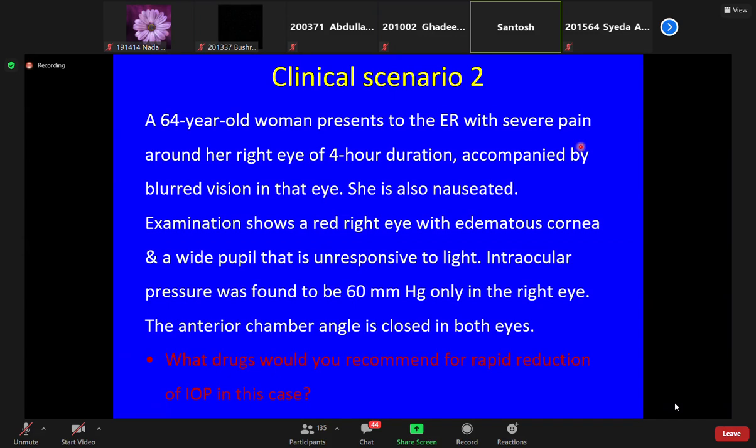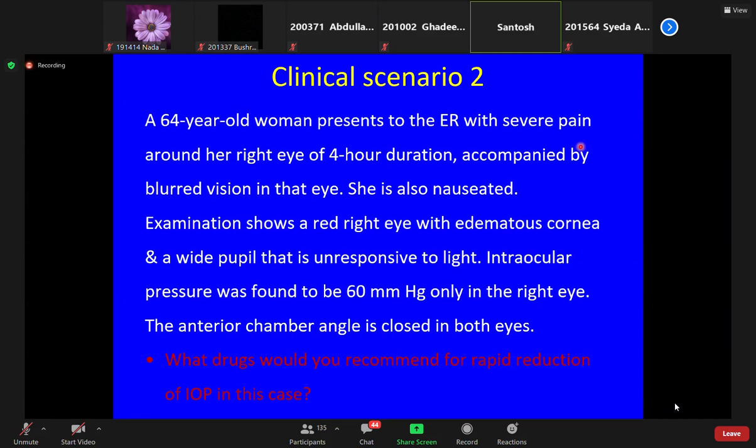And how would you treat it? You need to reduce the pressure rapidly, because otherwise this person may lose his vision. So how would you do that? Do we give acetazolamide? Yes. You will start with IV acetazolamide as the first dose, and then you might give oral acetazolamide.